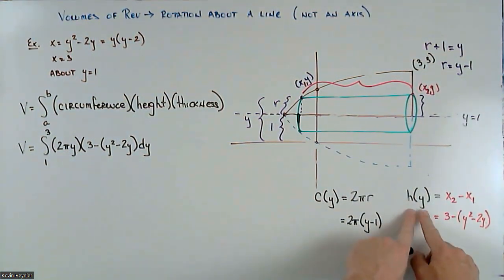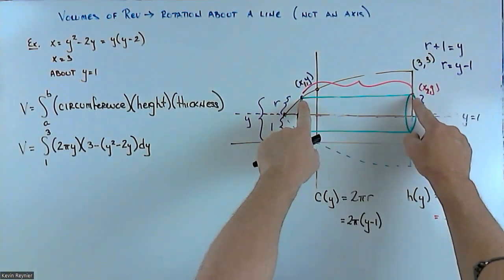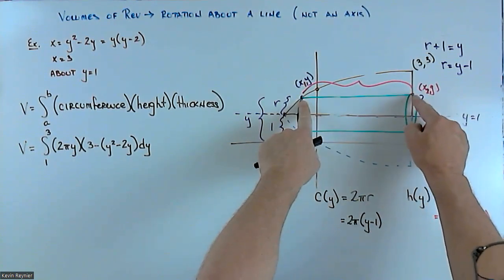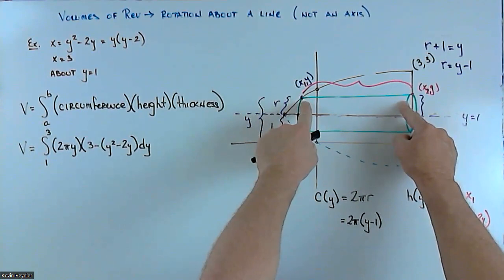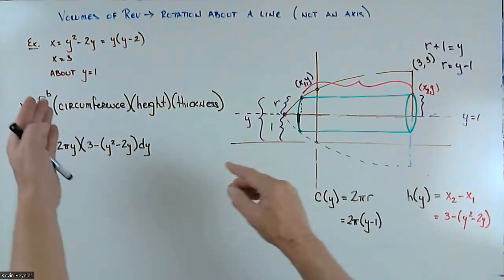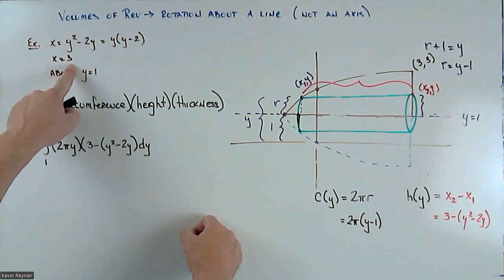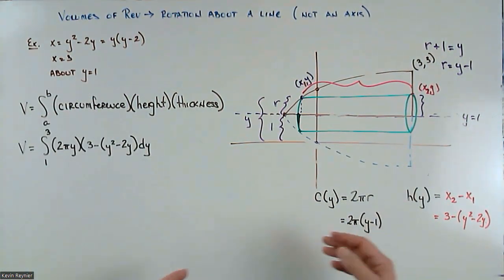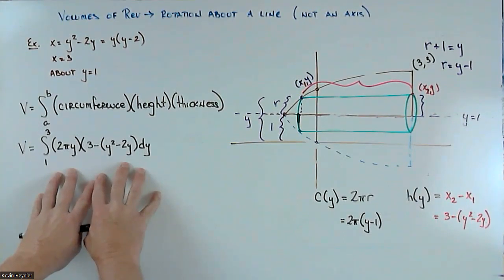Then I have to find my height in terms of y. I noticed the height went from this point on the right-hand side to the left-hand side. It went from this x value, which I called x sub 2, to this x value, which I called x sub 1. X sub 2 minus x sub 1. I came over to my original problem and found out who x sub 2 was. I found out who x sub 1 is. I wrote them down. Now, there's a lot of algebra to do over here.